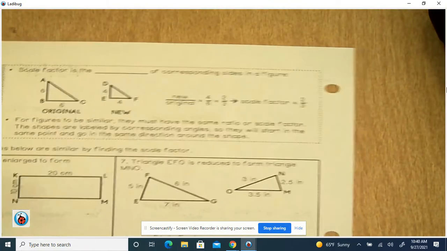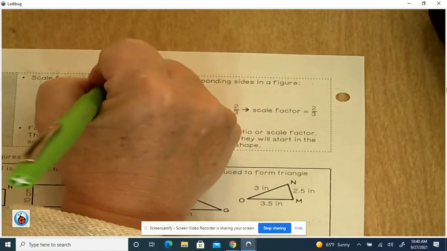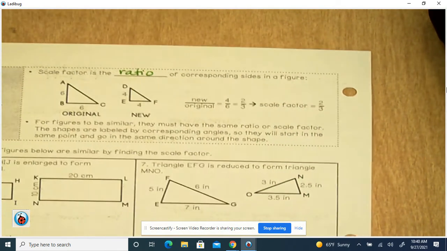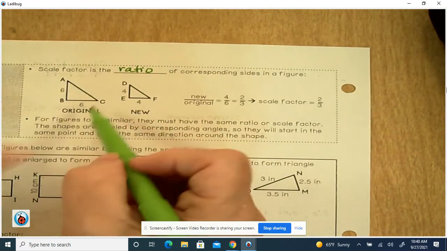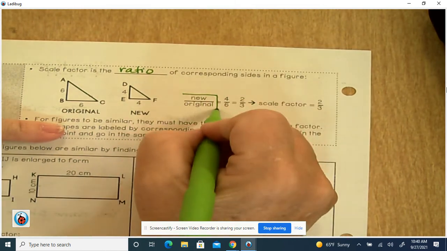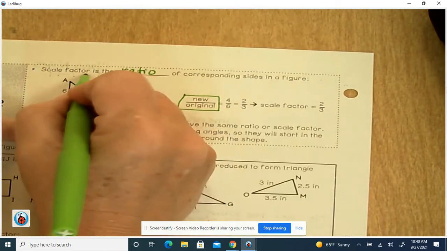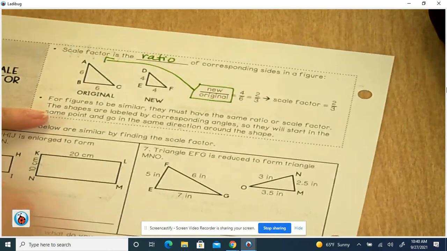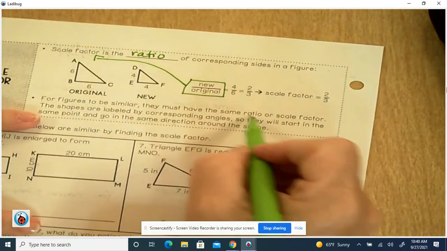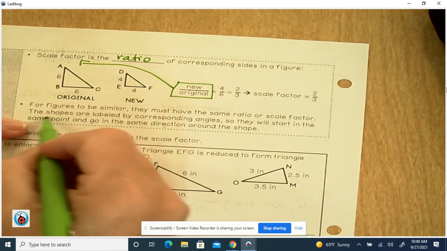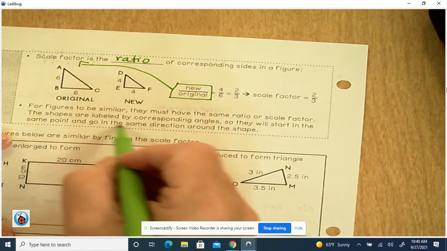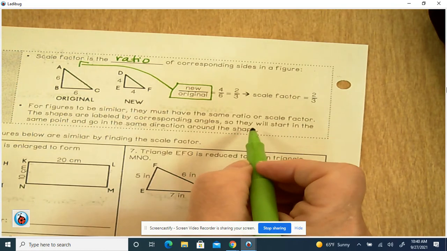And if we look at scale factor, it is the ratio of corresponding sides in a figure. So if we look at these, we've got the new over the original gets us the scale factor. When you have corresponding figures, for figures to be similar, they must have the same ratio or scale factor. These shapes are labeled by corresponding angles, so they will start in the same point and go in the same direction around the shape.